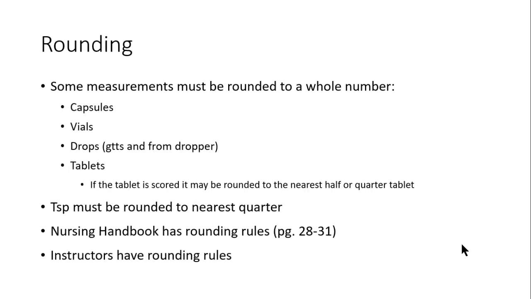Then for rounding, some measurements have to be rounded to a whole number. For example, capsules, vials, and drops. For tablets, generally you round to the nearest whole, but if the problem specifies the tablet is scored, then you may round to the nearest half or quarter tablet. For teaspoons, you have to round to the nearest quarter. There are also some extra rounding rules in the nursing handbook, and some of your instructors may have their own particular rounding rules, so it's just a matter of asking them if they have any particular specifications for rounding your answers.